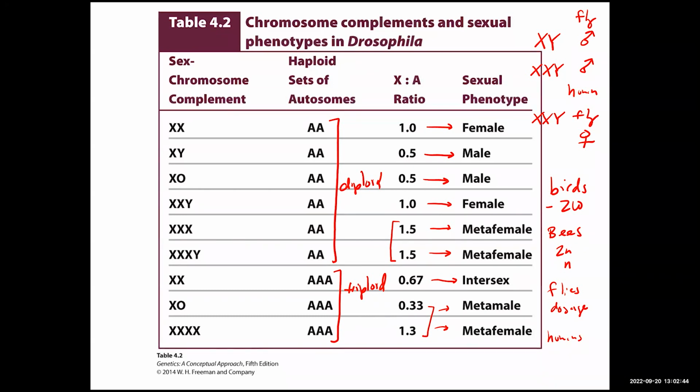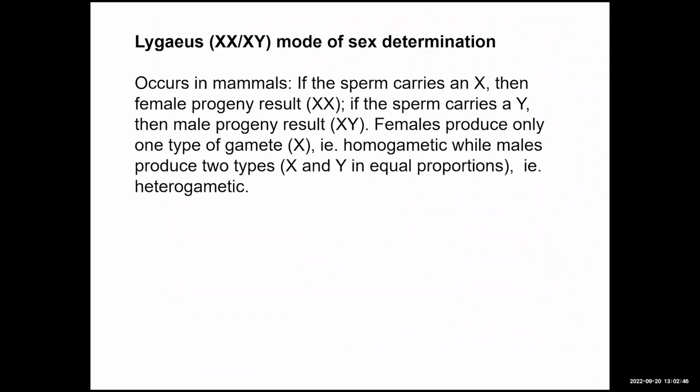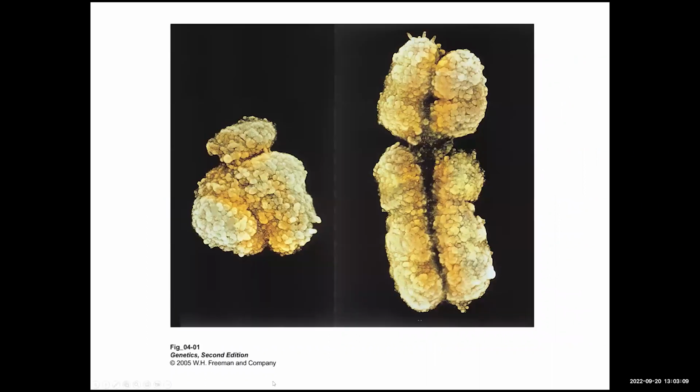Humans are part of the Ligaeus model. This is the model where the Y is sufficient for maleness. In this situation, the number of X's don't really matter, nor does the number of Y's. If there is a Y, then you will be male. Most of the information on your chromosomes comes from the X chromosome, and the Y only contributes a small amount.